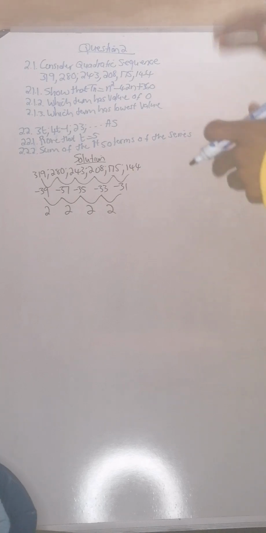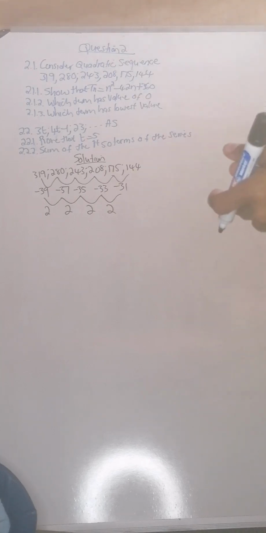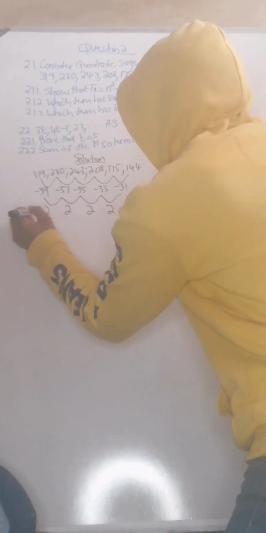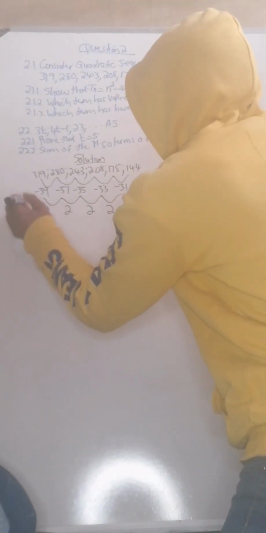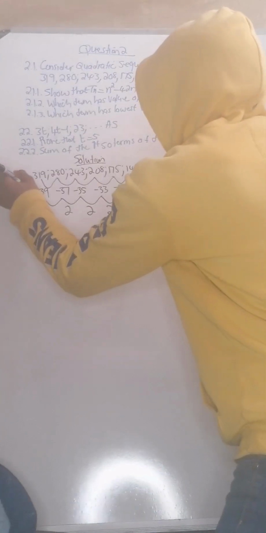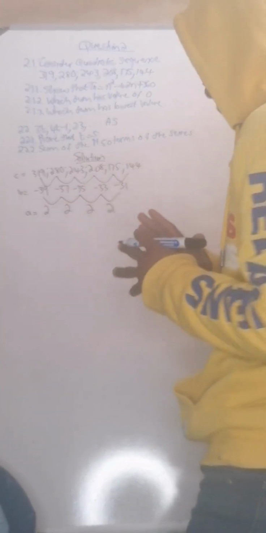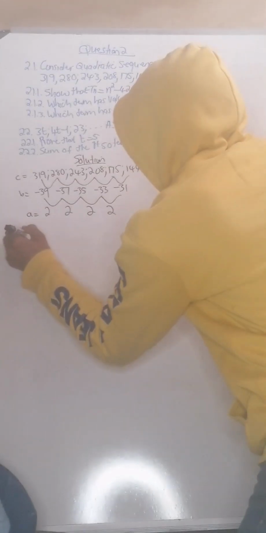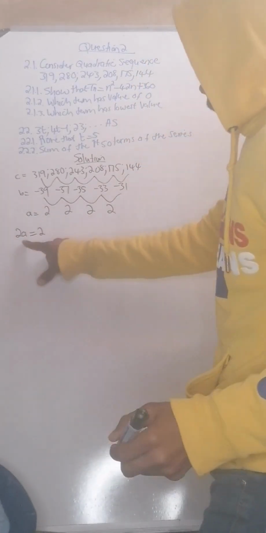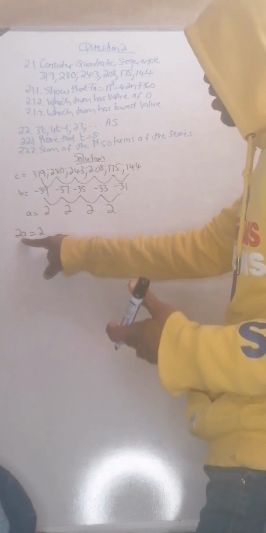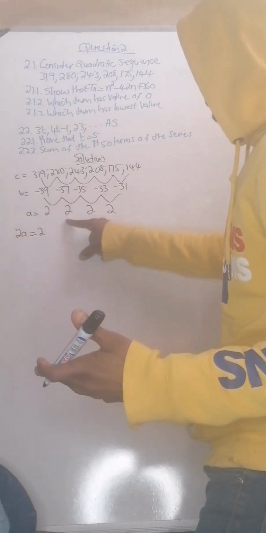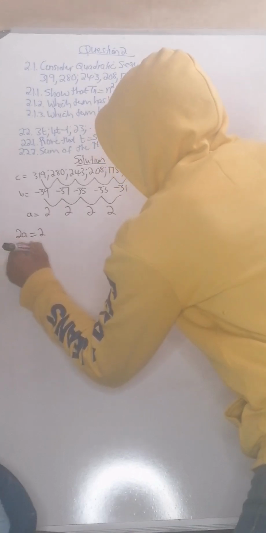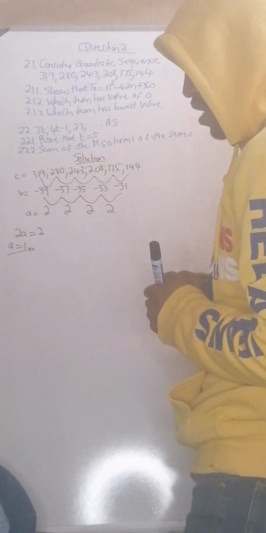Now I need to show that Tn equals this. I know what needs to be done. This gives you the value of a, this gives you the value of b, and this gives you the value of c. The question is, how do you approach this? You say 2a equals the second constant difference, which is 2. You divide both sides by 2, and the value of a becomes 1.